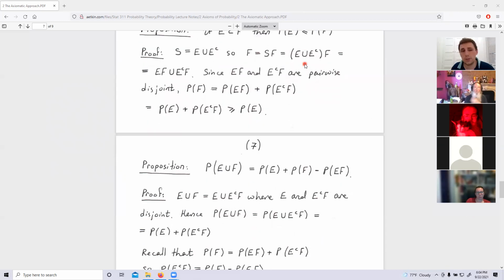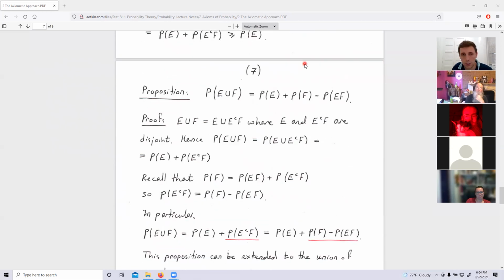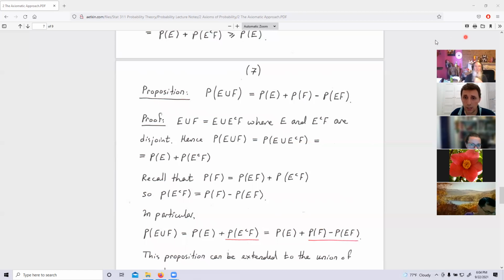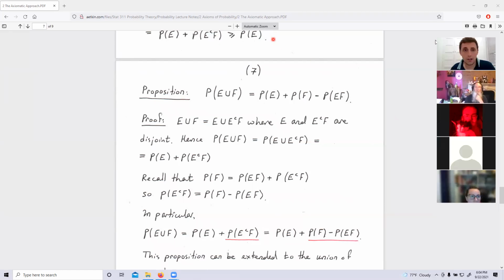So the next proposition, we're almost done with the propositions, and hopefully we will start with the interesting documentation, guys. So the probability of E union F is the probability of E plus the probability of F minus the probability of the intersection. Now you can see that this is the case by using the Venn diagram, right? So you can just apply the Venn diagram if you want.